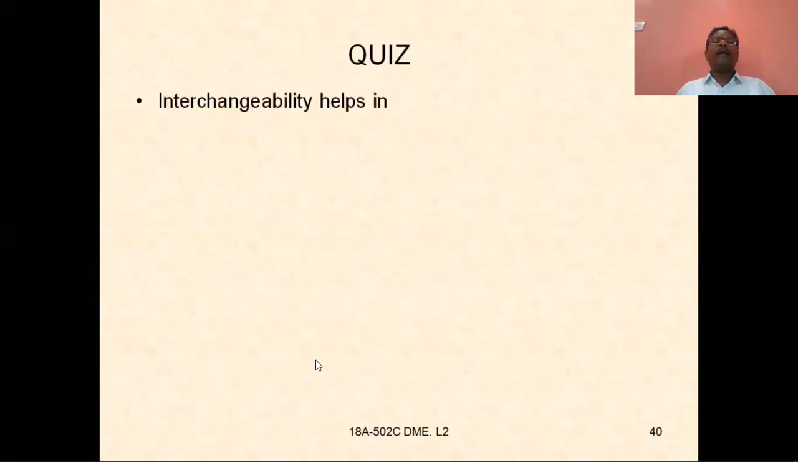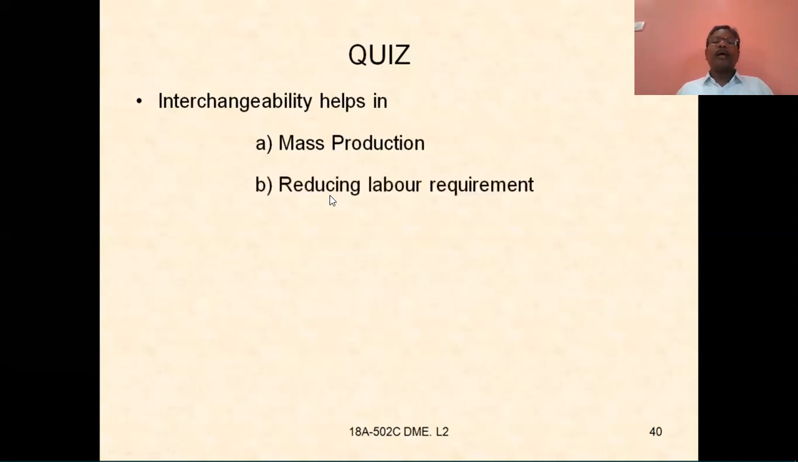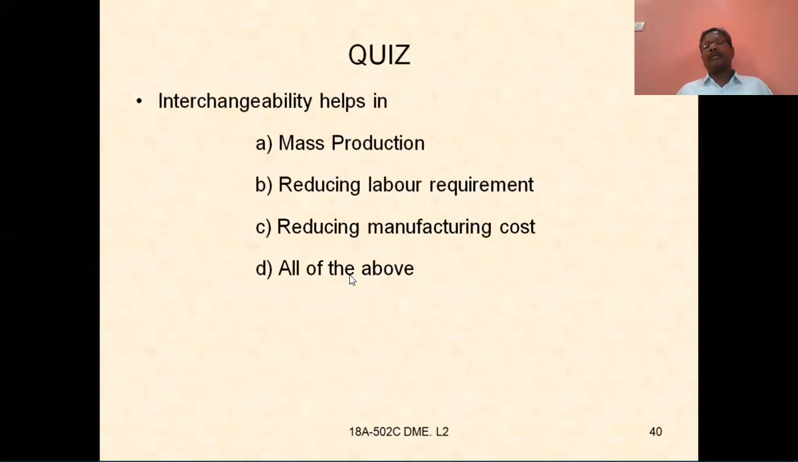Next, interchangeability helps in mass production. It also helps reduce labor requirement, which is also correct, and reducing manufacturing cost is also correct. So all the above is the right answer. D is the right answer.